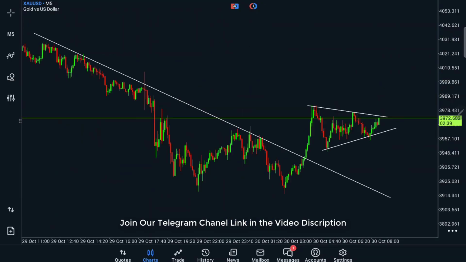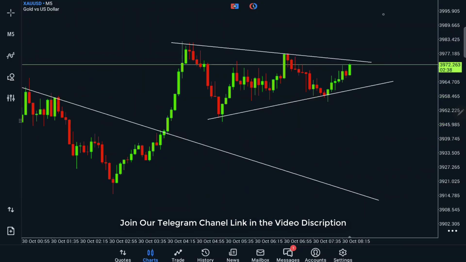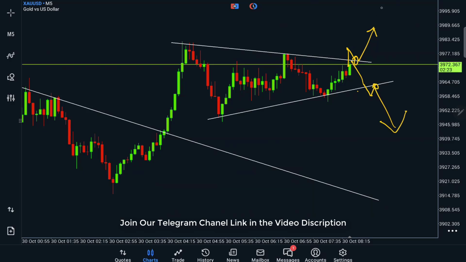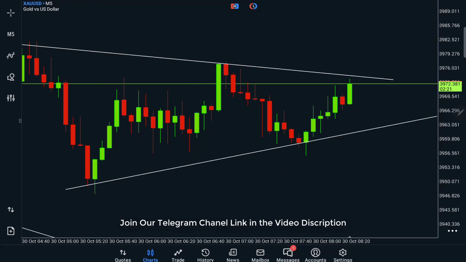As you can see there, the market will move either way. If there is a bullish breakout, then we will wait for a pullback, then we can take a buy entry in that particular area. Otherwise, if it gives us a breakout from the bearish side, then we will wait for a pullback, then we can take a sell entry.